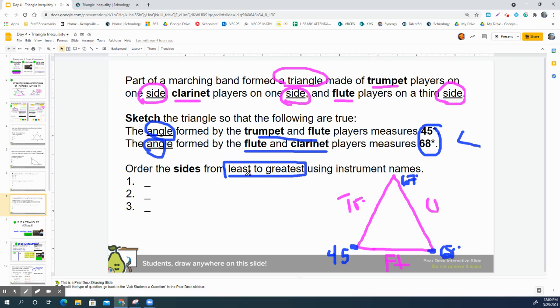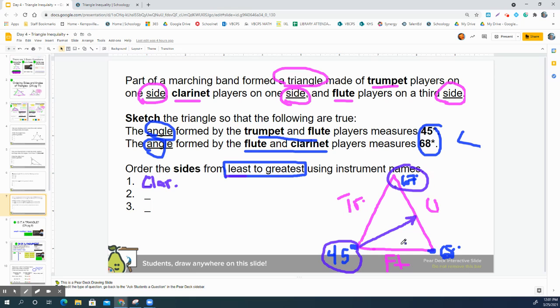Yeah. Look at the least first. So my smallest number is at 45. 45 is smaller than 67 and 68. The clarinets are opposite that. So either we don't have very many clarinets, or they're kind of small instruments and they're all just squished together, right? Then we look at the next smallest side, or the next smallest angle.